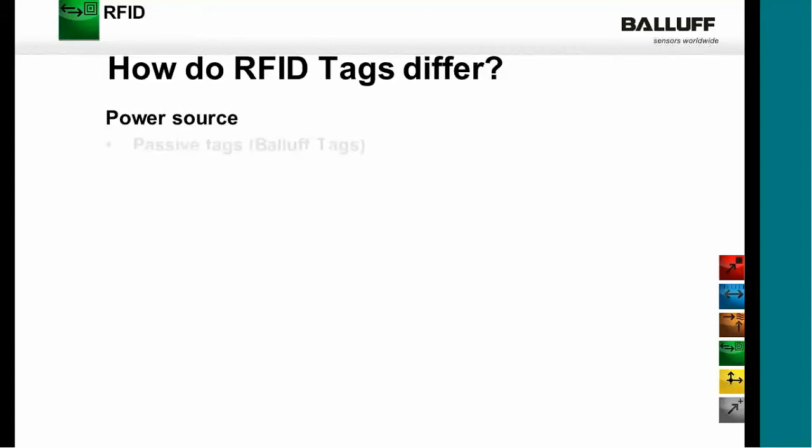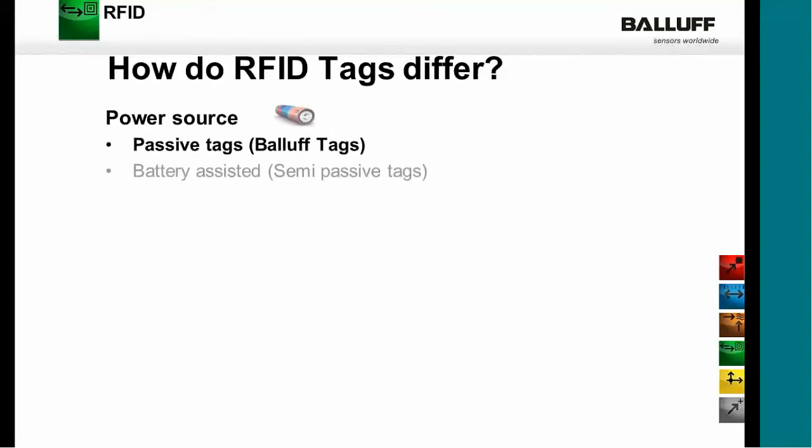So how do tags differ? There are a few different types, and what you'll find is that with Balluff, we use passive tag technology, which is the inductive coupling type. And that's where we do not require the use of a battery. There are also battery-assisted passive tags and active tags where there are batteries used, and that's one thing that you don't have to worry about with Balluff.